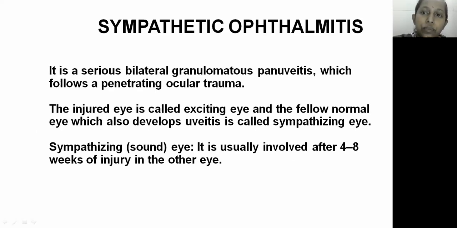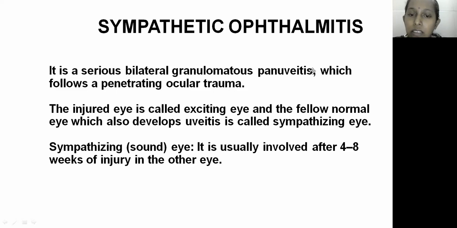Next is sympathetic ophthalmitis, and it's a serious bilateral granulomatous uveitis which follows a penetrating ocular trauma. So it occurs after a penetrating ocular trauma. The injured eye is called the exciting eye, and the fellow normal eye which also develops uveitis is called the sympathizing eye. So where the injury occurred, that eye will be affected. Along with that, the normal eye which has no injury also will be affected. Okay, so that is why it is called the sympathizing eye.